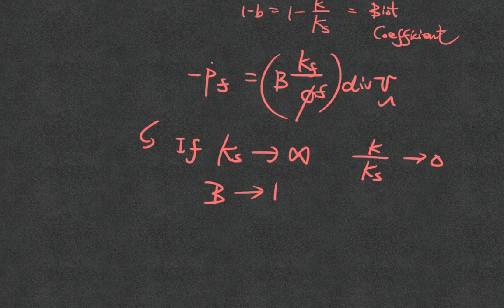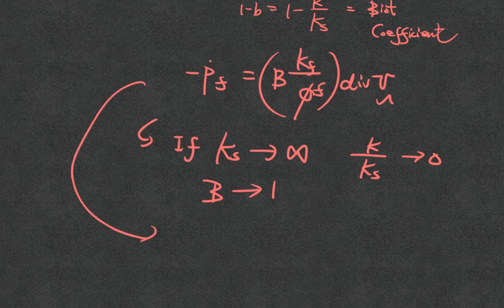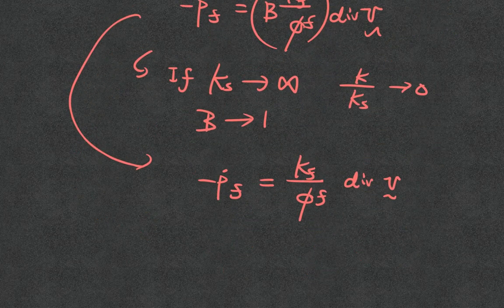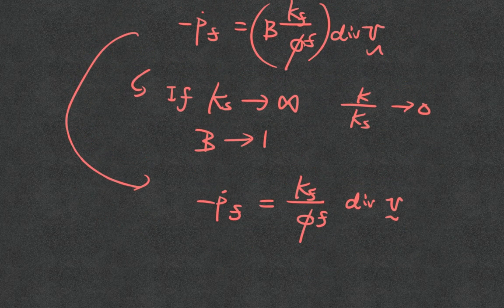Okay, so now if this is the case, then this is actually simplified as Kf divided by the density, the porosity times the divergence of V. Okay, now this is very important. In this case, in these functions, the change of the pressure of the fluid depends on the bulk modulus of the solid and the bulk modulus of the fluid, okay?